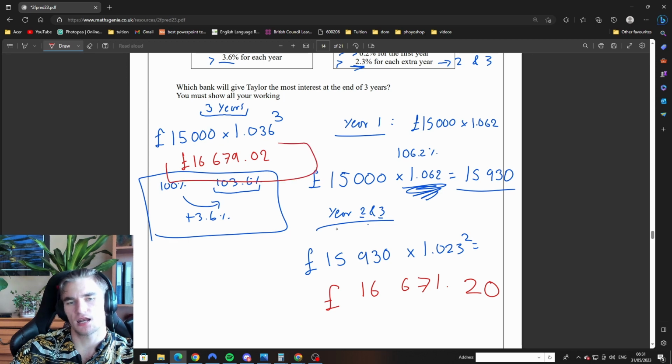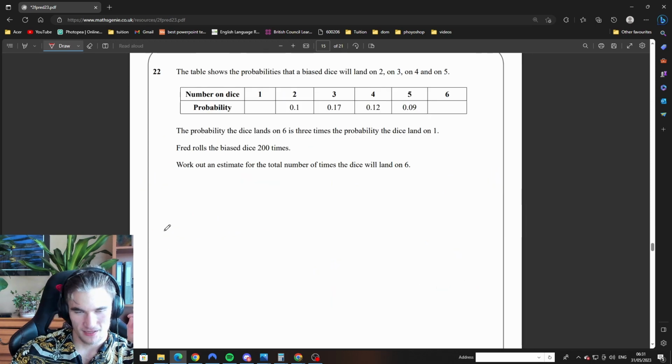The table shows probabilities that a biased dice will land on 2, on 3, on 4, on 5. The probability that the dice lands on 6 is 3 times the probability that the dice lands on 1. Fred rolls the biased dice 200 times. Work out an estimated total for the number of times that dice will land on 6.